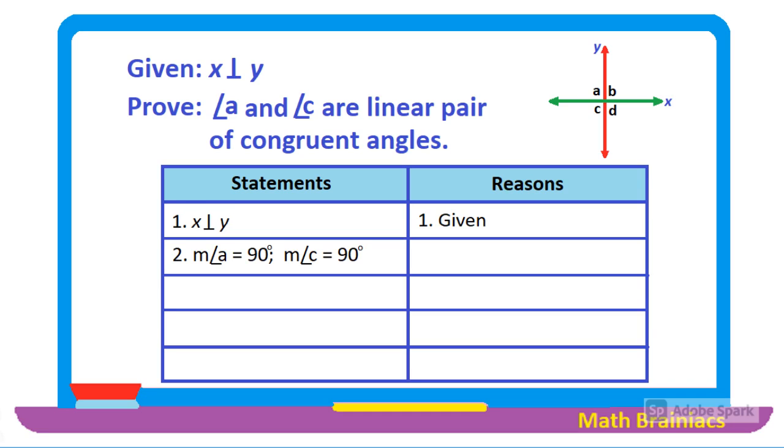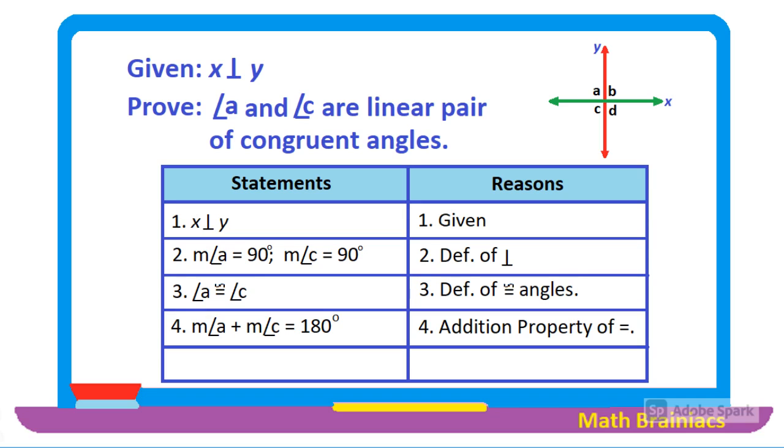You can see from the figure that the measure of angle A is 90 degrees, and the measure of angle C is also 90 degrees. Consequently, that is the definition of perpendicular angles. Appropriately, from the given measures, angle A is congruent to angle C, and that is the definition of congruent angles. You can see from the figure that if we add the measure of angle A plus the measure of angle C, it will give us 180 degrees. That is addition property of equality.